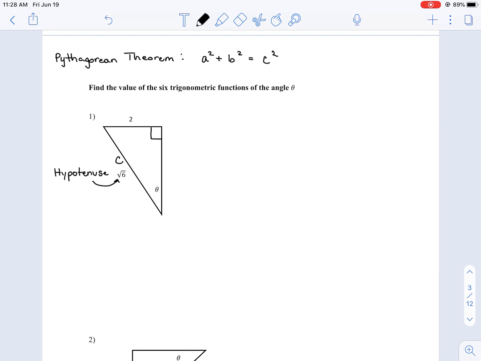Next, we want to identify the adjacent side and the opposite side. So if we take an arrow and point it straight across from theta, that will be the opposite side. And you can label that A or B, it doesn't matter. I'm just going to label it A. And the side that's not the opposite side is the adjacent side. We're going to label this B.